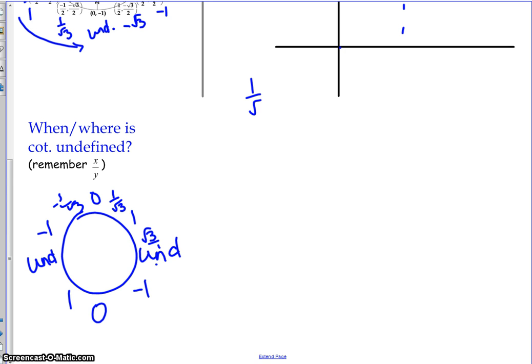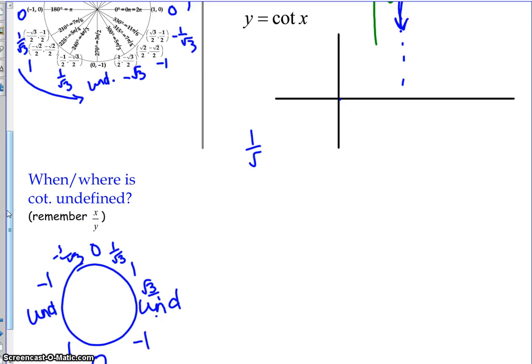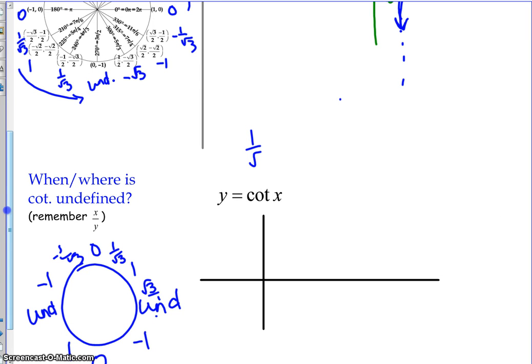All right, so what happens? What does that look like? Let's look here at what this looks like. I'm going to bring these down. So we're going to be graphing this here. I'm going to get rid of some stuff here, sorry. All right, so we're graphing cotangent.